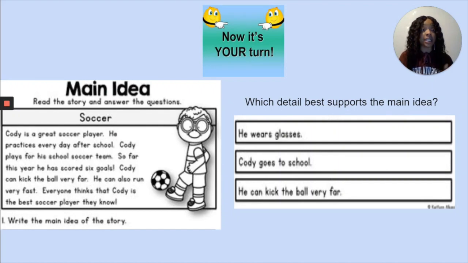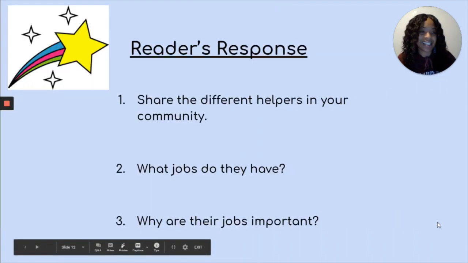So let's take a look at these choices and let's try to find the best one that works. Cody wears glasses. It actually says he wears glasses, but since we're talking about Cody, it's okay. Cody goes to school. He can kick the ball very far. Which one is a detail that best supports our idea of Cody being a great soccer player? If you chose he can kick the ball very far, you are on the right path, friends.